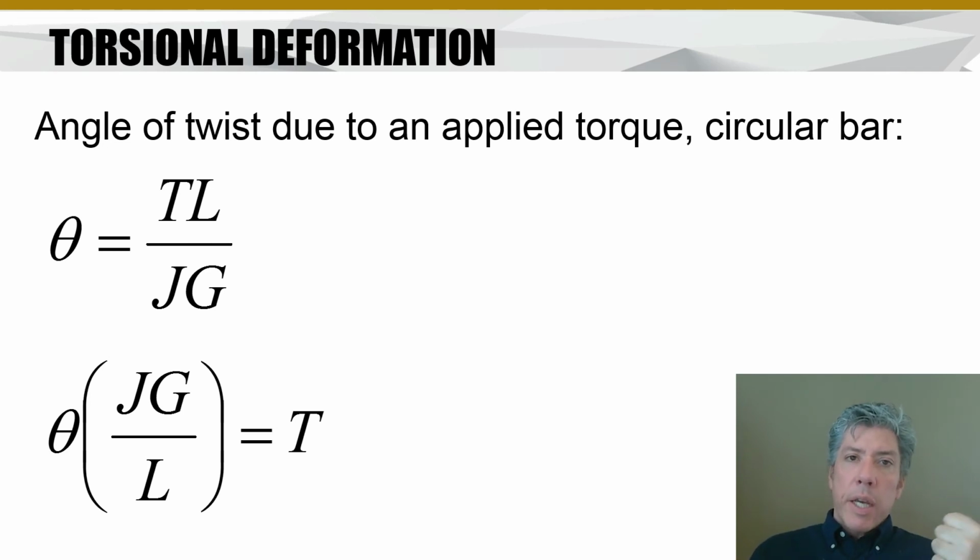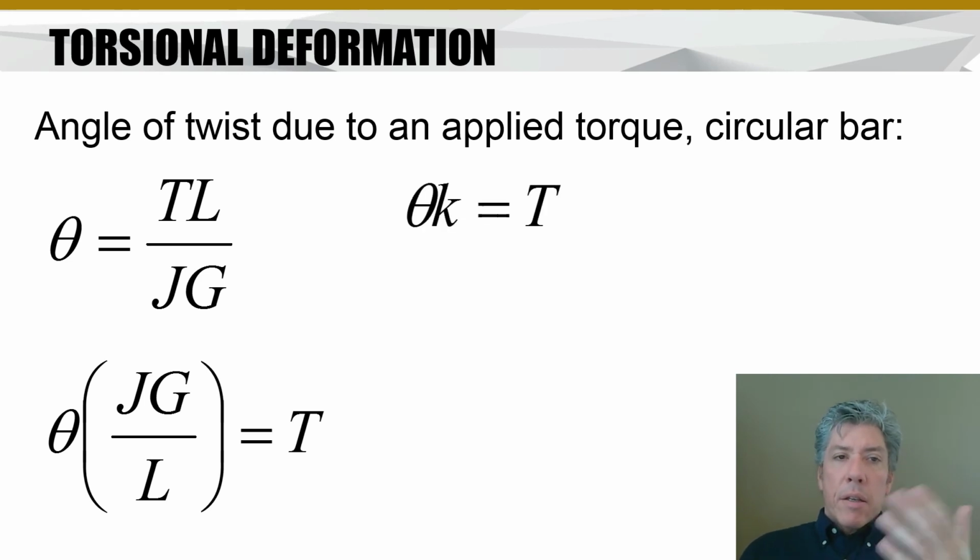What are they? Well, J is a geometry thing, L is a geometry thing, and G is a material thing, right? So they have nothing to do necessarily, well, not directly. They aren't the applied load, nor are they the deformation. They do all contribute to the stiffness, right? G is like a material stiffness, whereas J over L is like a geometry stiffness. But let's rearrange so that we have essentially deflection, although it's an angular deflection. Deflection times some constant equals the applied load.